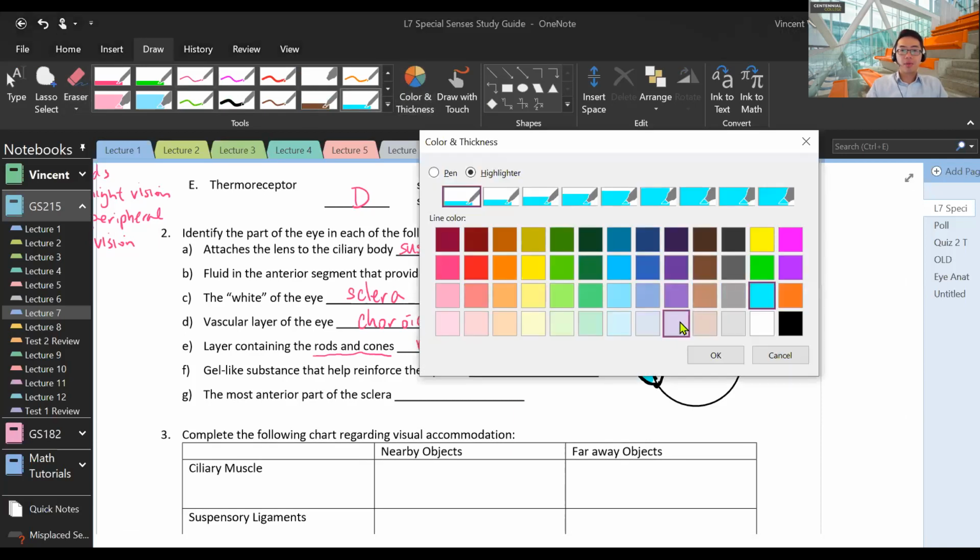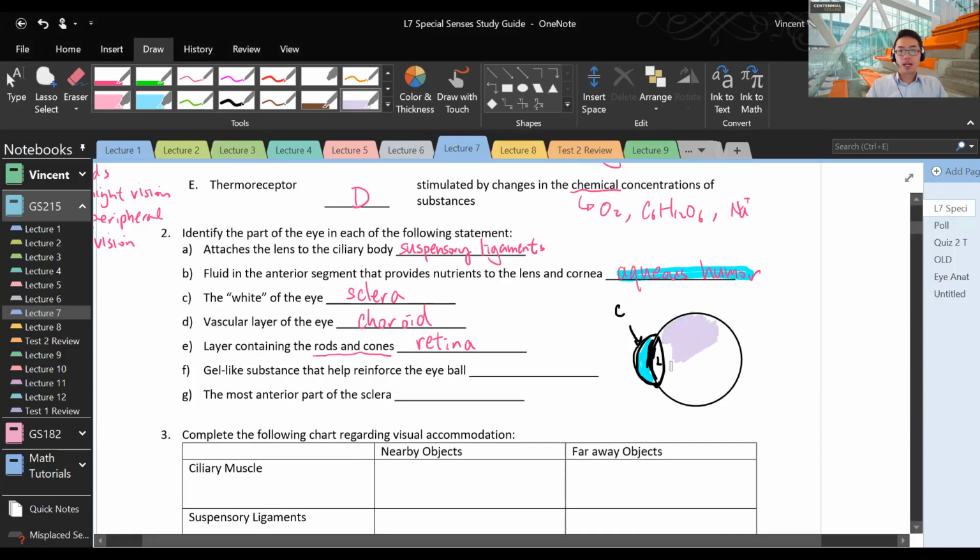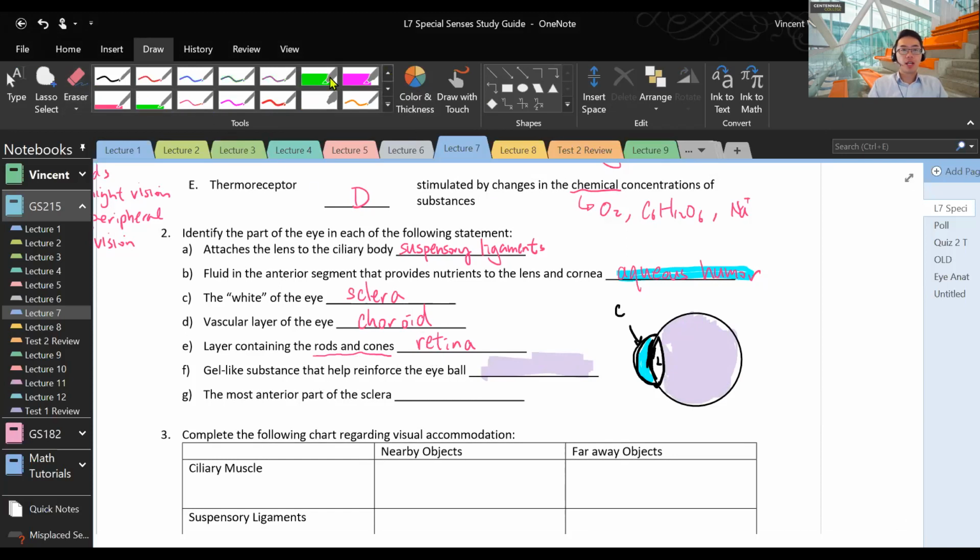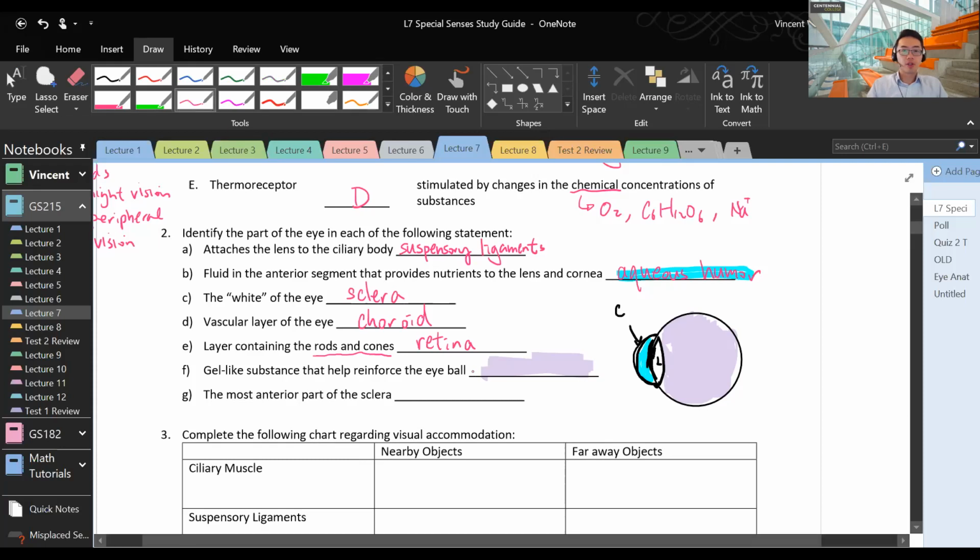Now at the back, we have another gel-like substance that fills up the posterior chamber. Okay, so this substance helps reinforce the shape of the eyeball, and we call that the vitreous humor. Okay, vitreous humor.